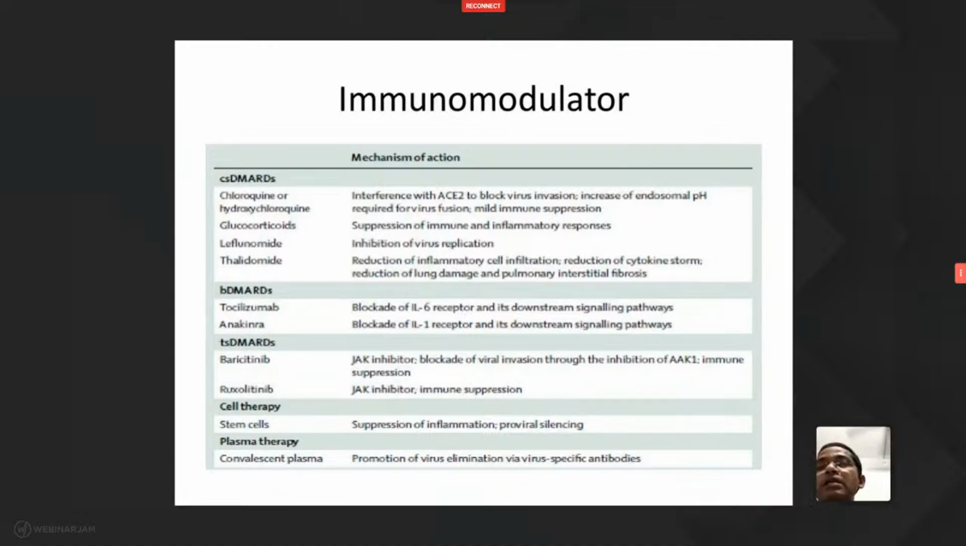The other drugs we can use are leflunomide and thalidomide. Tocilizumab is a big name, and people are now using it very much. There are newer drugs, that is baricitinib, and a new guideline is coming, as new studies are going on regarding the use of convalescent plasma.